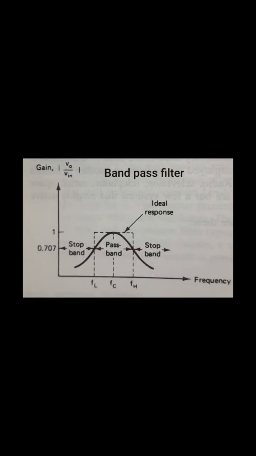Okay, here FC is called the center frequency since it is approximately at the center of the pass band or stop band. So here is a band pass filter we have discussed, and this is the band reject or band elimination or band stop filter.